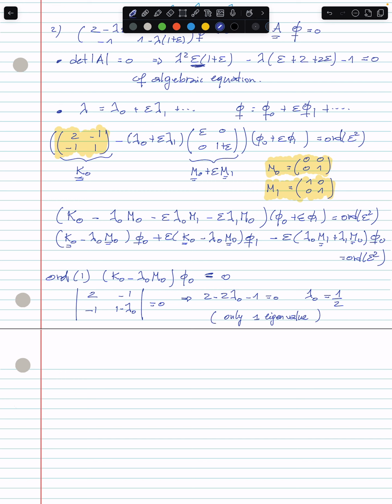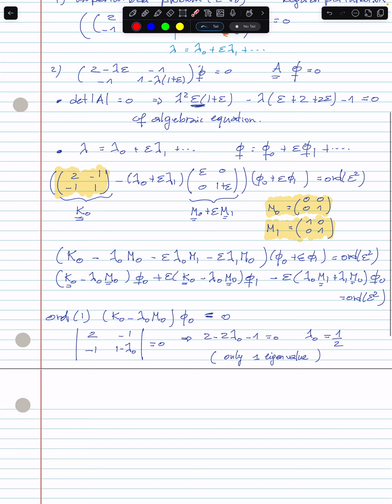Where does the other one come from? We were expecting 2 eigenvalues. Take a second to think about it. I'm sure you know the answer. That was already hinted by the characteristic polynomial over there. There's one large root that is going to come from large values, from infinity, basically.